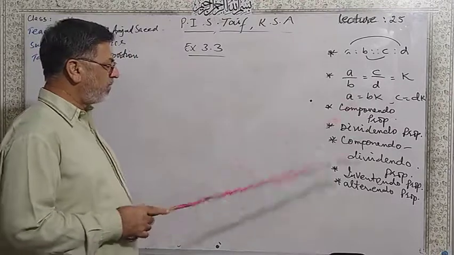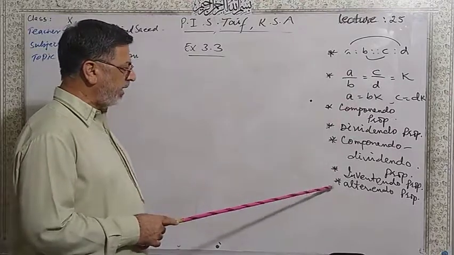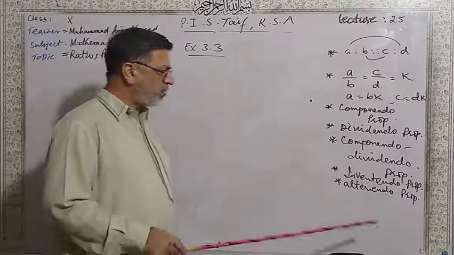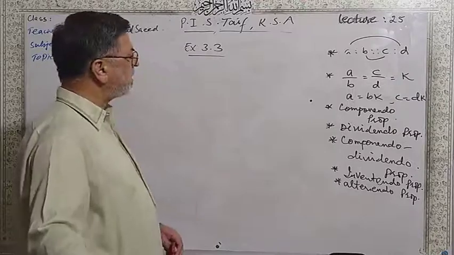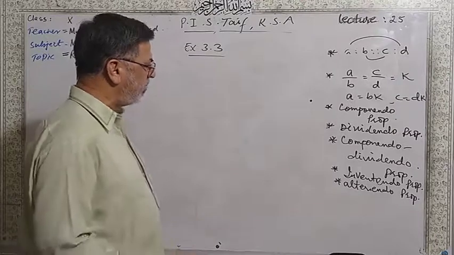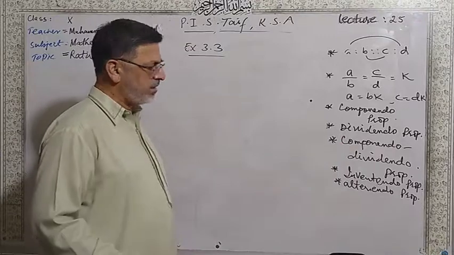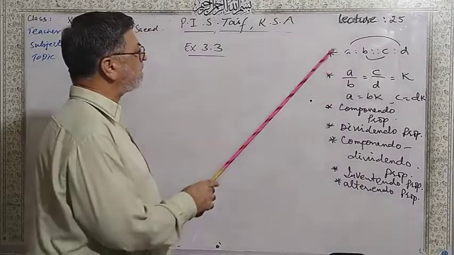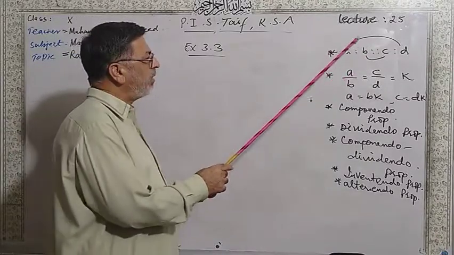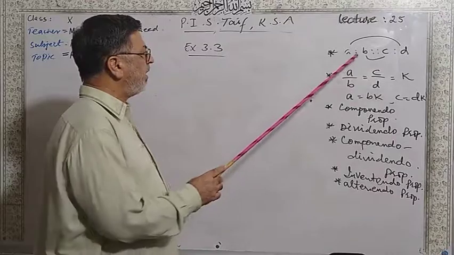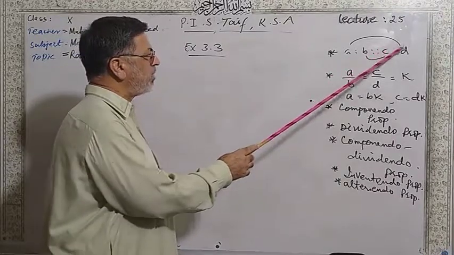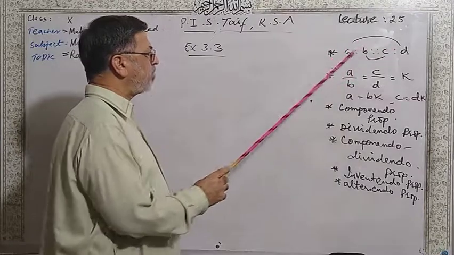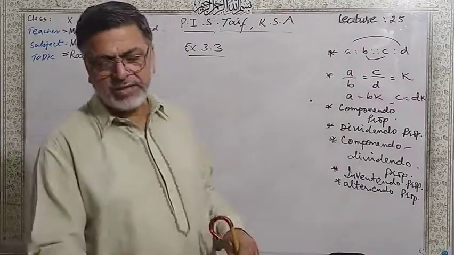After that we have invertendo property and alternando property. Invertendo property is for the next exercise. Inshallah, we will discuss it in the next exercise. So far, we have this first property, that is equality of two ratios. A ratio B is equal to C ratio D. Then you can write down AD is equal to BC. Product of extreme is equal to product of mean.